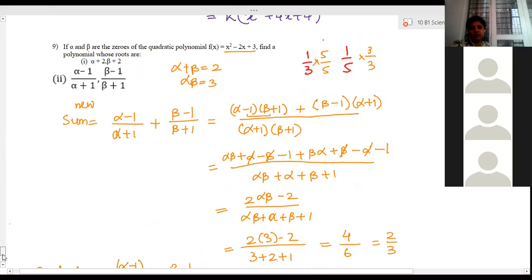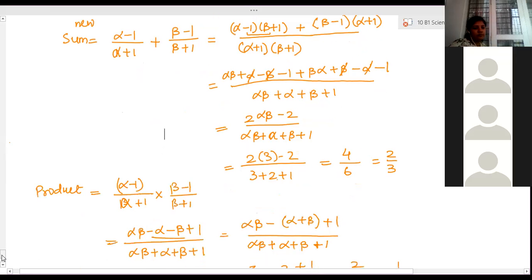Okay, fine. Ma'am, but where did we use whose roots are that? The question is written whose roots are something. Yeah, roots means zeros. Another name for zeros is roots. Oh, okay, fine, ma'am.